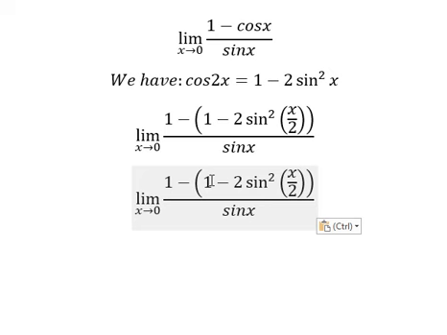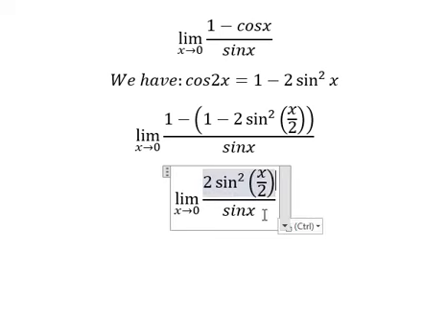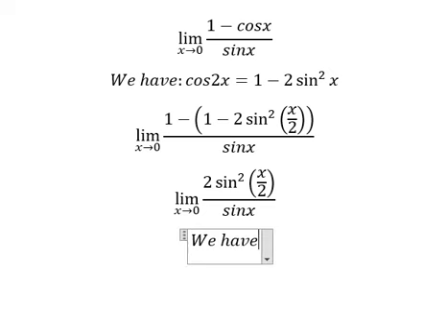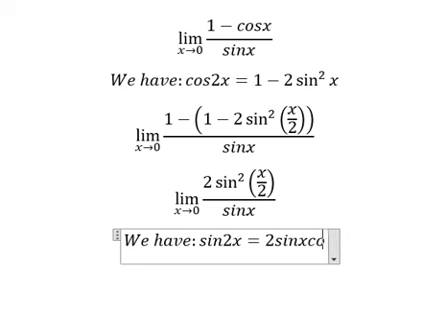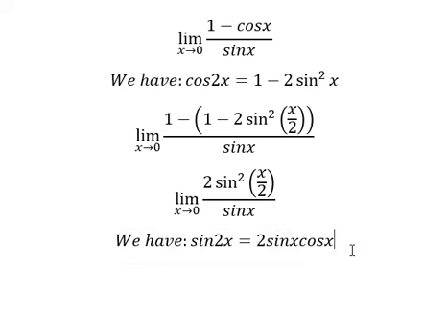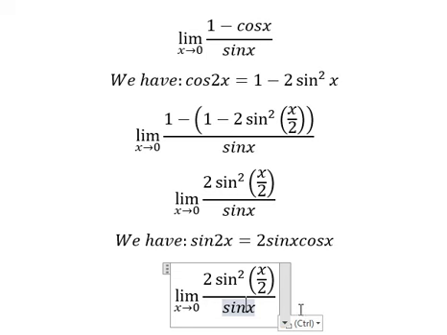So 1 minus 1, we cancel. Negative and negative, we have positive. About this one, we have the second formula in here. So we need to transform sine of x into 2 times x over 2. And now we need to transform this one into this one.